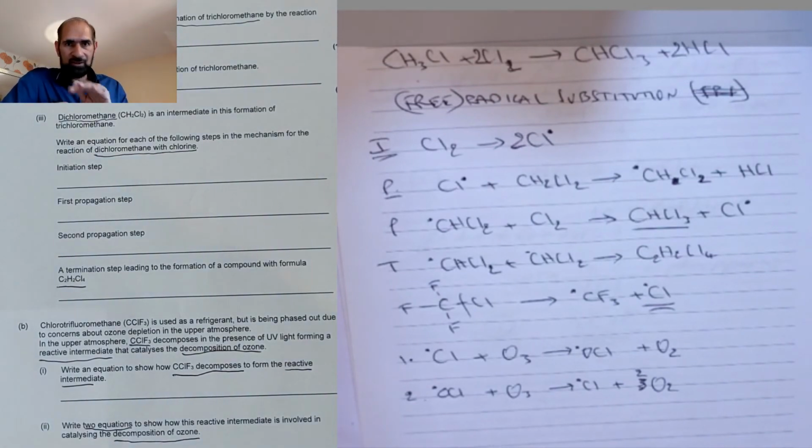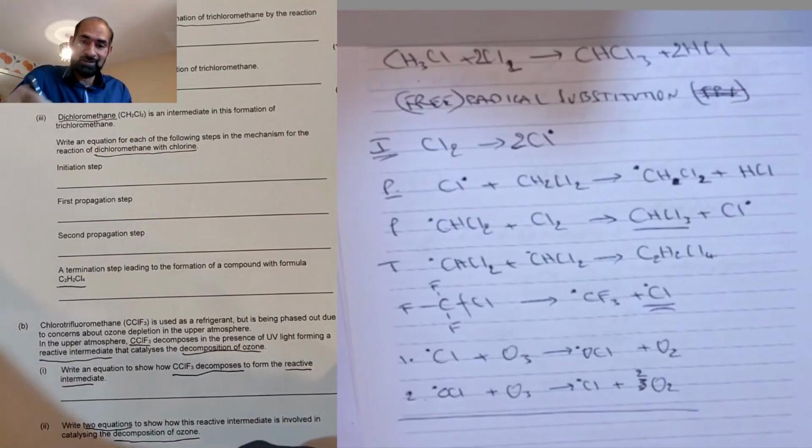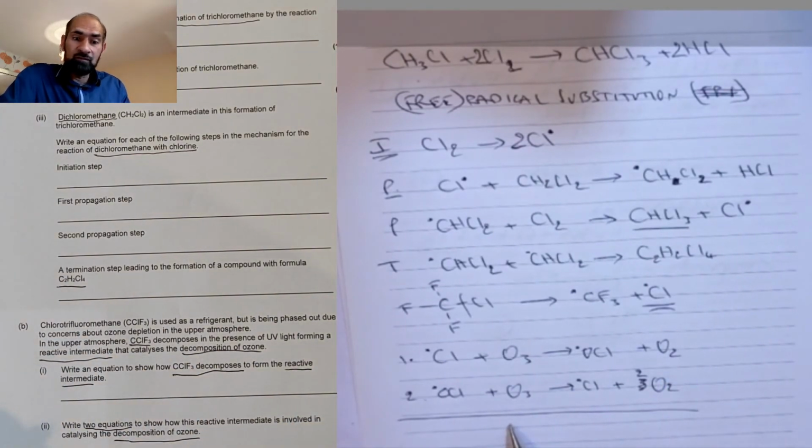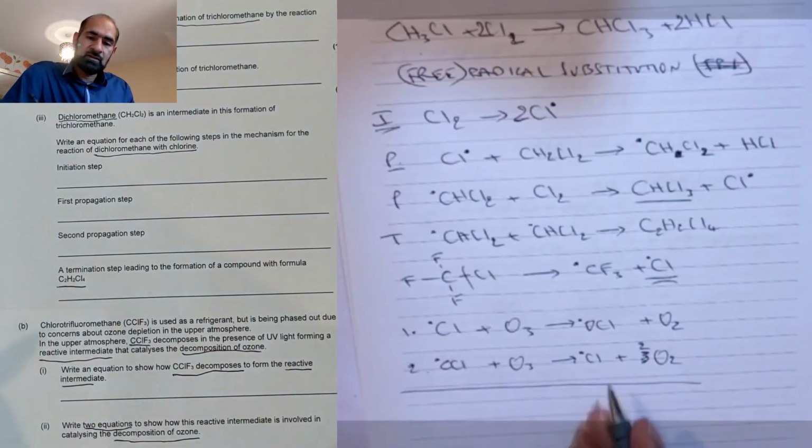Sometimes they do ask you to write an overall equation, but in this question they don't. In this question they just want those two. But if they do ask you to write an overall equation, then all you do is just add these two together. So anything that's on both sides, so look, that Cl dot, okay, let's just do it.